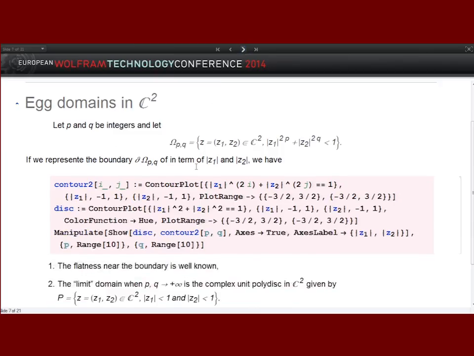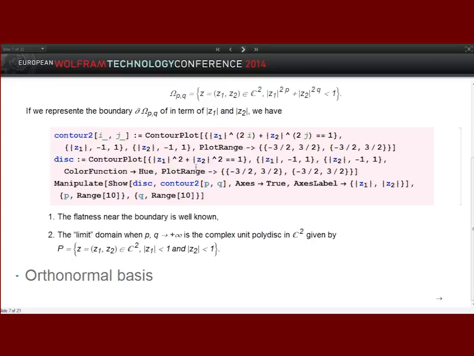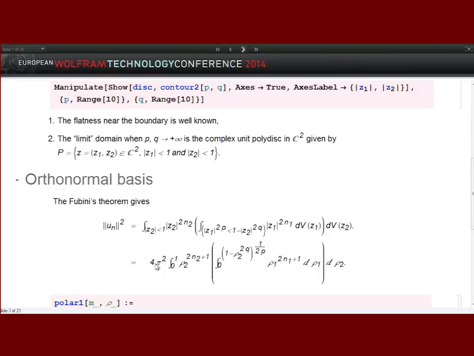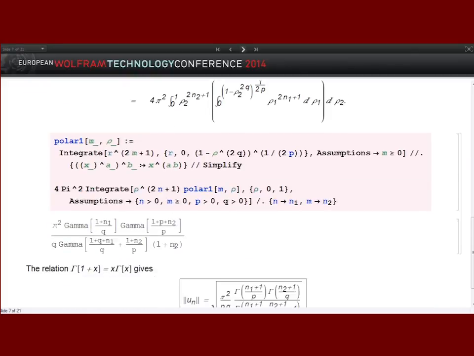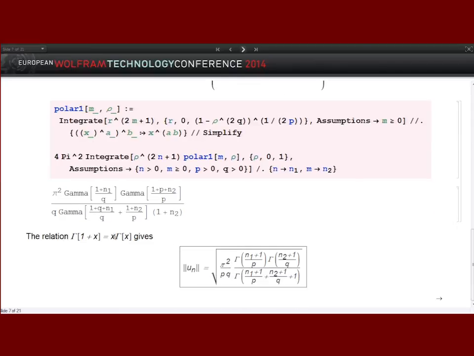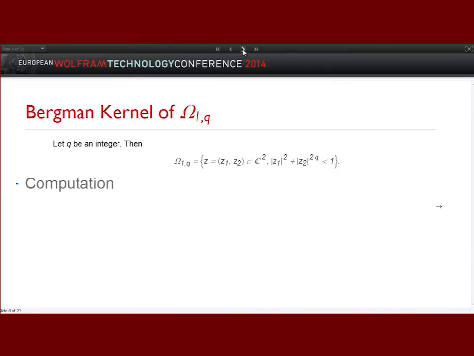So this domain is interesting because we know the boundary of this, and the limiting domain is the unit polydisk in C2. And if I want to compute the orthogonal basis, I consider the same method as in the unit disk. So the integral is a little bit more complicated, but we have this kind of result. And it remains to use this famous relation here to obtain the value of the norm. So with that, we can compute the Bergman kernel for this domain.